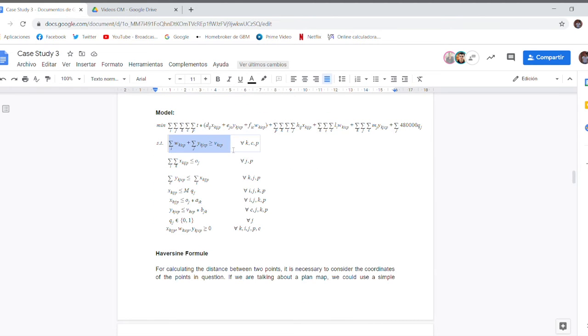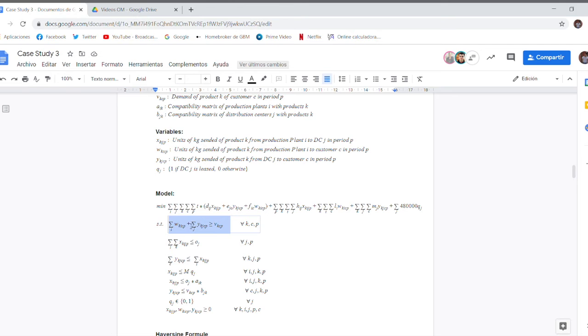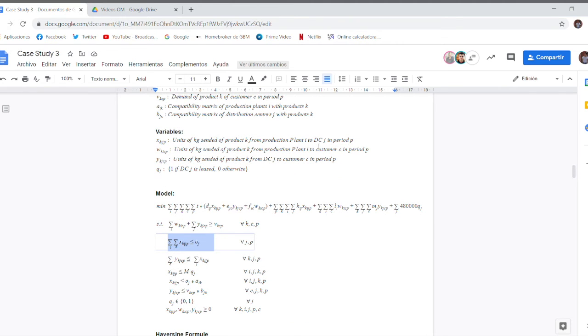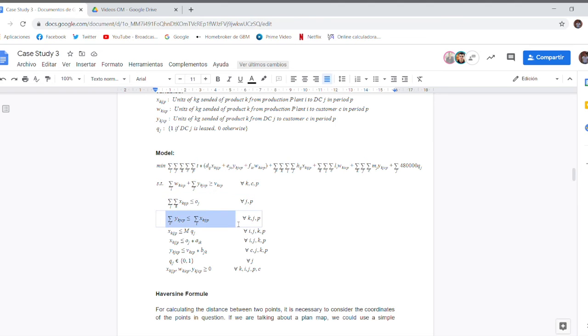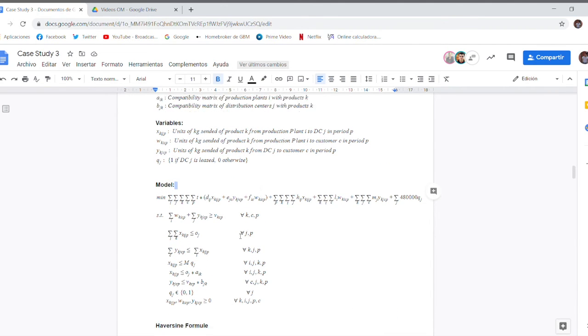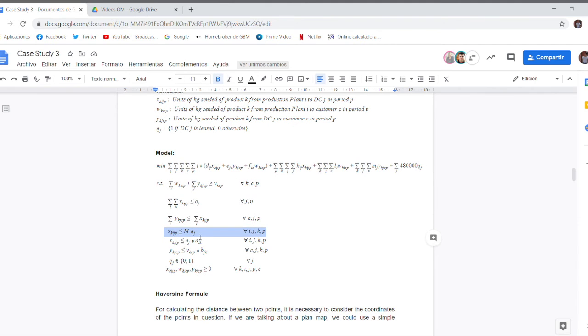Here we have our demand constraint, which says that everything we send to our customers has to be greater than or equal to the demand. Here we have our capacity constraint, which says that everything we send to the DCs has to be less than the capacity of the DCs. And here we have our balance constraint, which says that the DCs cannot send out more than what they receive. And here we have a constraint that says that if our DC binary is 0, we cancel all the units we are sending from that DC, and these are constraints for the compatibility matrices, adjusted to the capacity and to the demand.